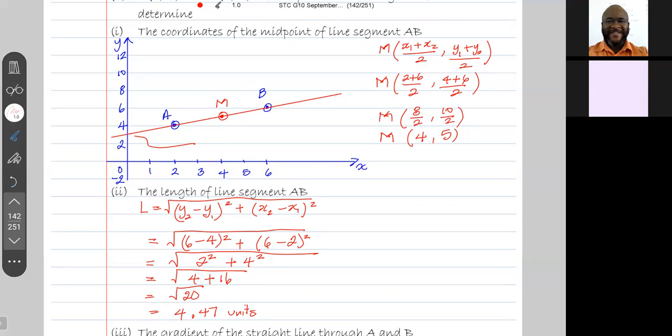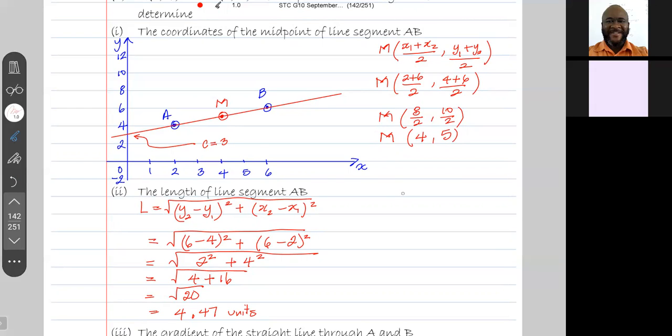Who can tell me what it is? Very good. So the y-intercept c is equal to 3. It is between 2 and 4, in the dead middle between 2 and 4, so it is 3.